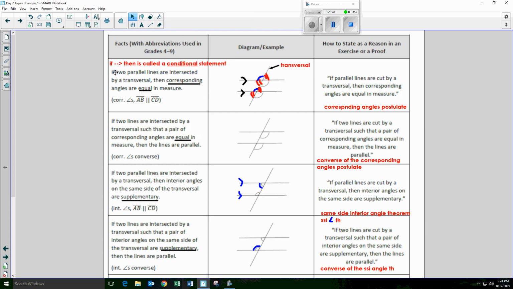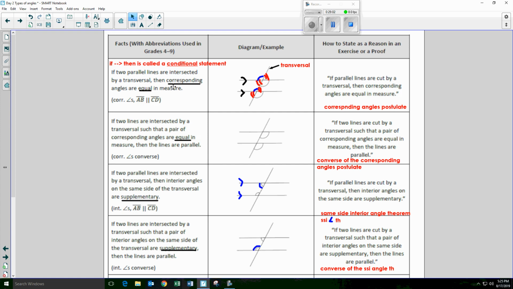The part after the if, up until the comma, before the then, is called the hypothesis. And the part after the then, it does not include the then, just like the hypothesis does not include the if. The part after the then, till the end of the sentence, is called the conclusion. Again, vocab, you might throw that on as extra credit.